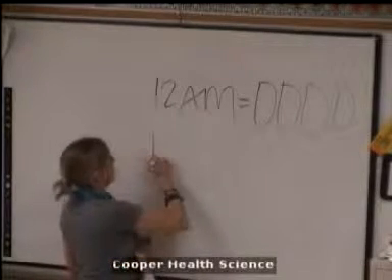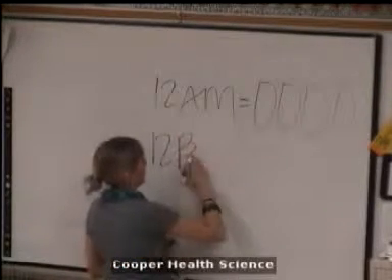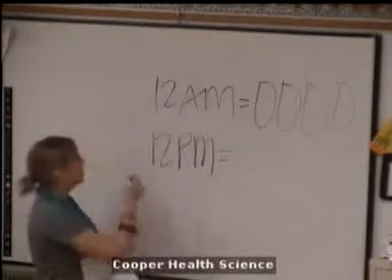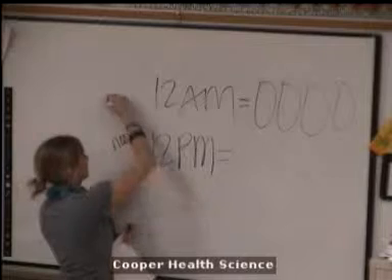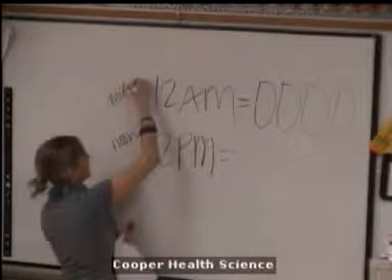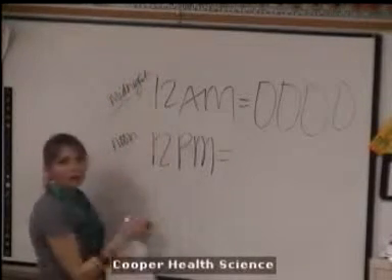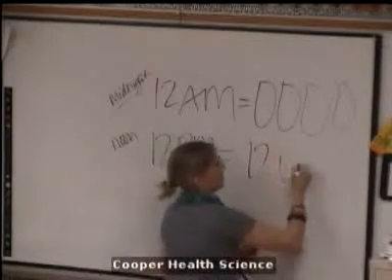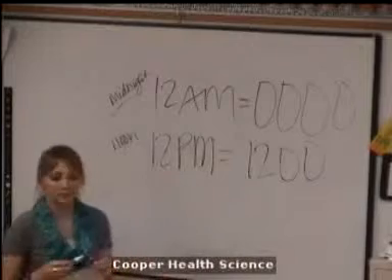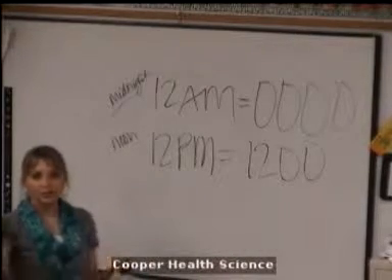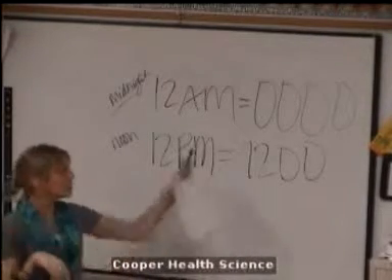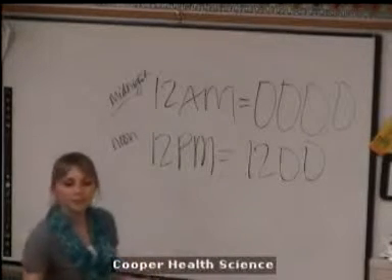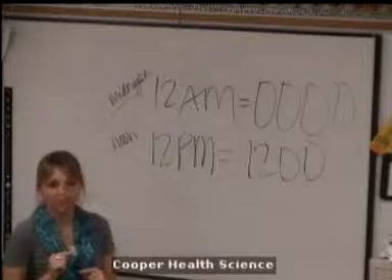Now 12 p.m. is noon. So that's 12 noon. This other one's midnight. So 12 p.m. is 12 noon, and that in military time is 1200. Get those in your mind first, because if you can start with those, the rest of it's pretty easy to figure out. But just make sure you know the difference between your AM and your PM.